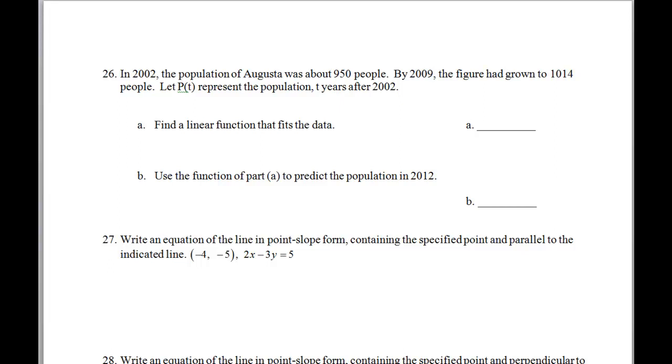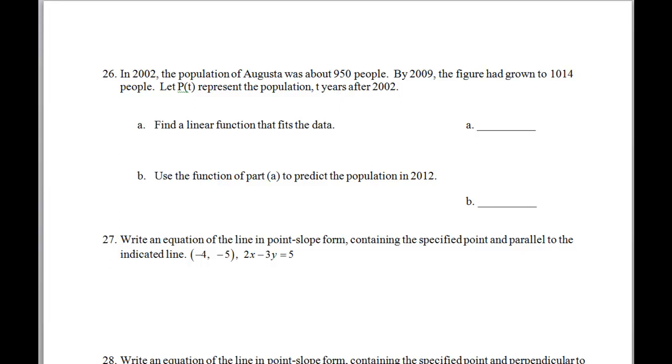Okay, so we're looking at a story problem here of population. In 2002, the Michigan city of Augusta was 950 people, and in 2009, it grew to 1,014 people. So let P of t represent population t years after 2002. Now, we're going to find an equation from this, and I'll first show you how to find it by hand, and second, I'll show you how to find it on the calculator.